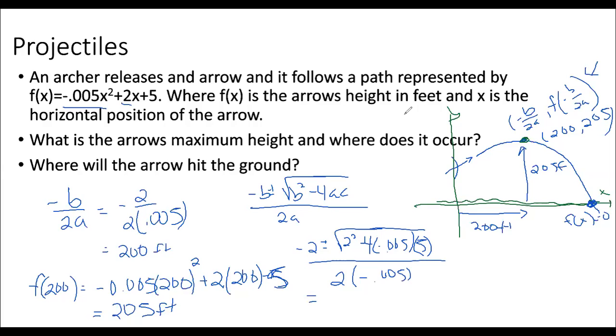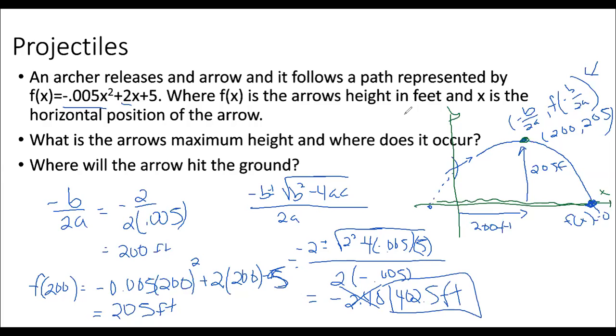Okay, when you plug this into your calculator, you get two answers. One with the negative is negative 2.48, and the positive is 402.5. Well, what's this negative 2.48? Well, that's where this arrow would have originated if we follow that parabola back down. That's this point here. Okay, so that's not the point that we want. We want this 402.5 feet. That's our point over here.